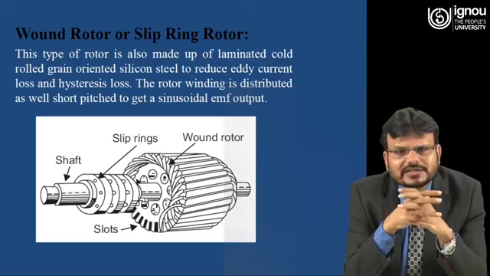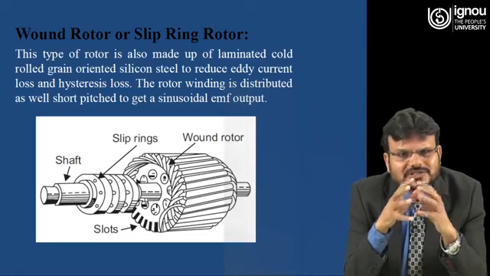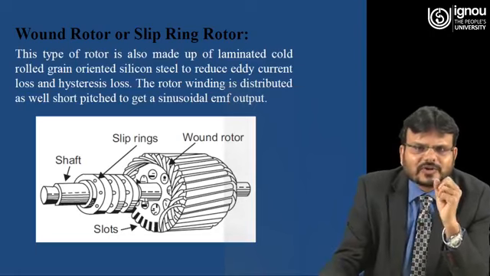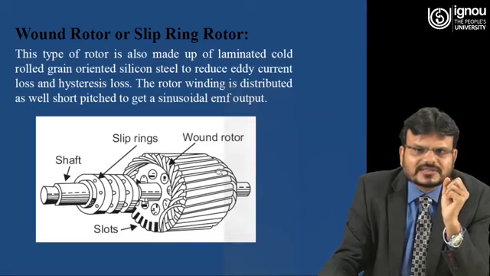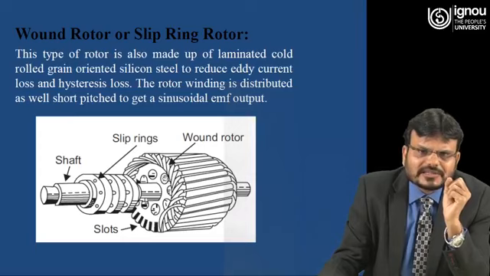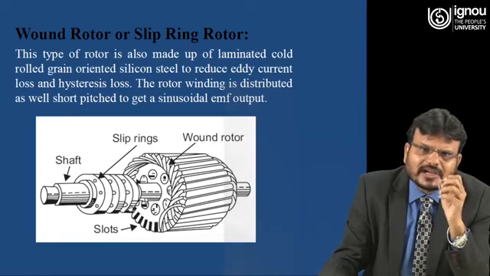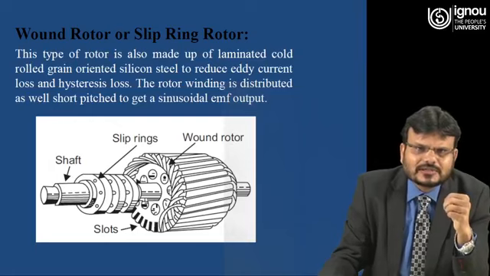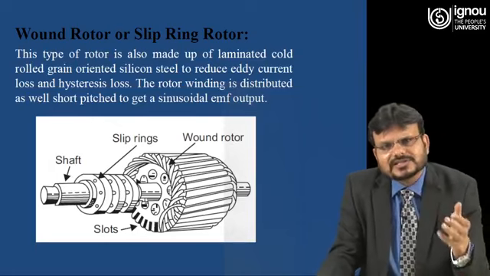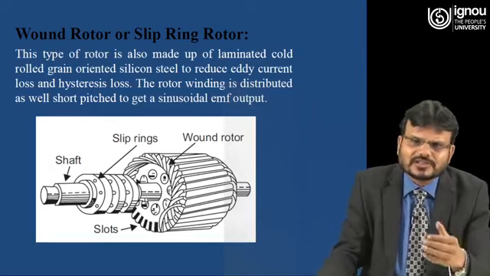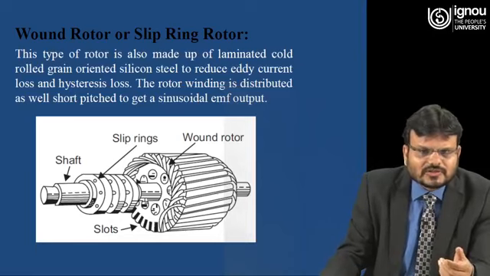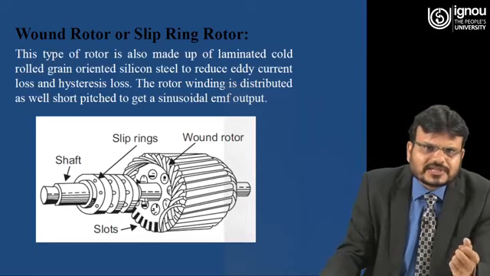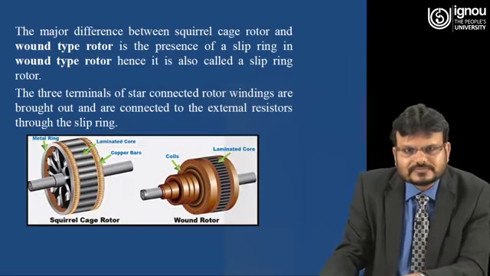The rotor winding is distributed as well as short pitch to get a sinusoidal EMF output. So here you can see in the diagram, this is a wound rotor. Here you can see the slip ring. All windings are connected to this slip ring, and with the help of the slip ring, you can put an external resistance in the motor. If you are able to put the external resistance in the motor, that means you can control the speed of the motor also. You can increase the starting torque of the motor also.